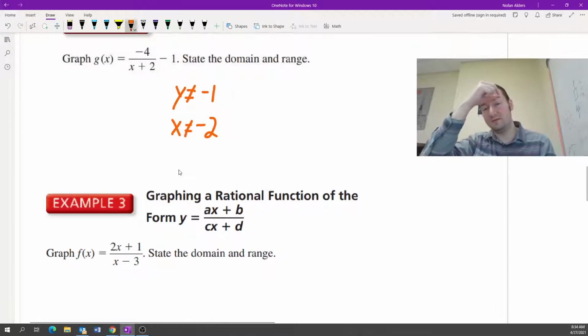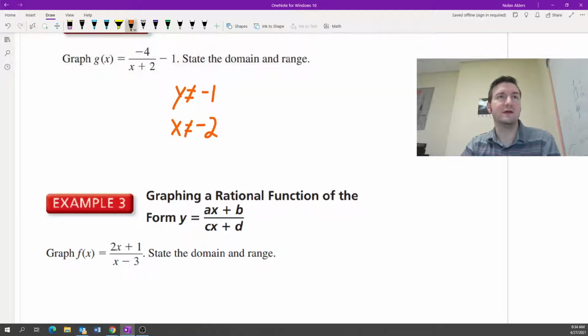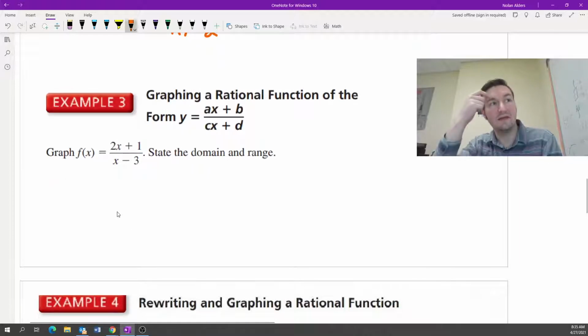So for your domain and range for these functions, usually you're just going to have one point on your x and y that the function is not equal to. All right, let's go down here and take a look at this.